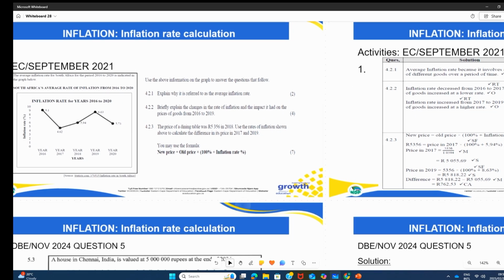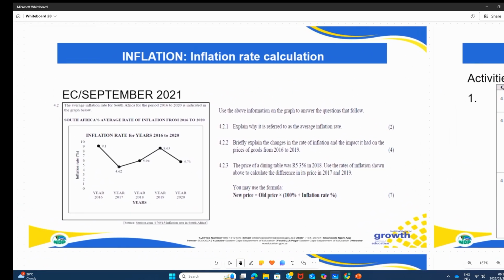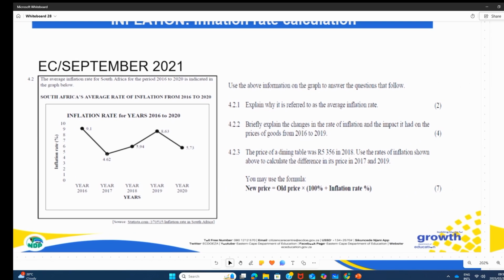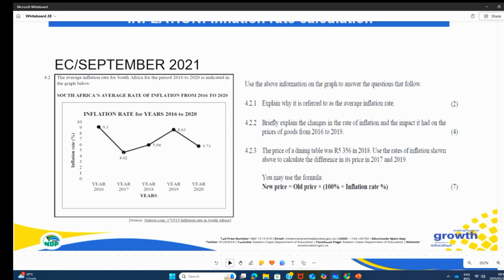This one is taken from a previous question paper that was written here in the Eastern Cape in September 2021, where there was a graph. Remember, we said there will be a graph where you need to explain the trend. Now we are faced with that kind of question in front of us. We are given the inflation rates graph. I will just go through the questions very quickly.